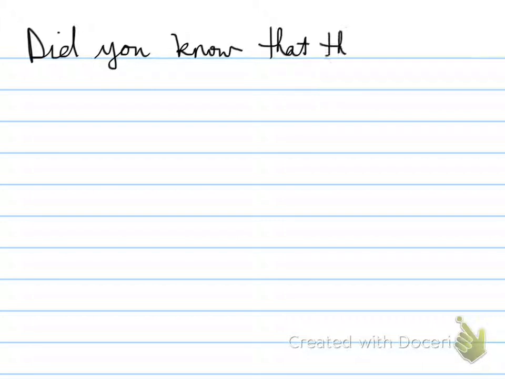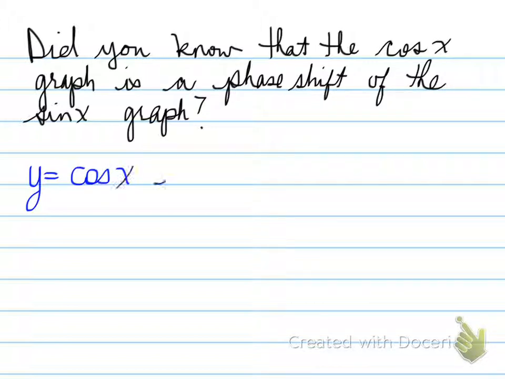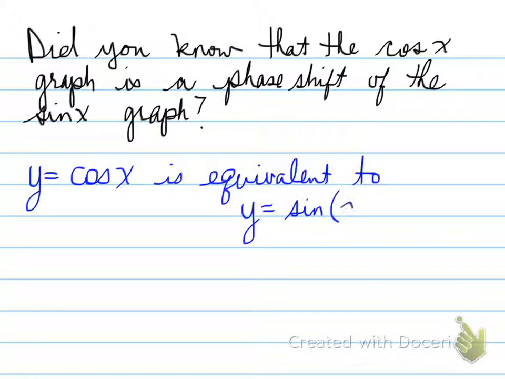All right, did you know that the cosine x graph is a phase shift of the sine x graph? This is true because the cosine x graph is equivalent to the sine graph shifted to the left 90 degrees. If I took the sine x graph and shifted it left 90, it would begin on the y-axis like the cosine graph.